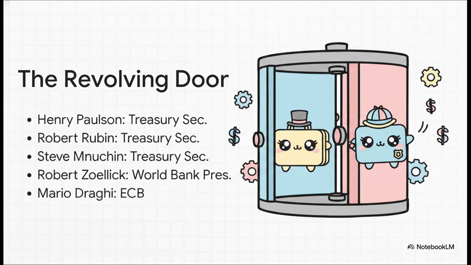Henry Paulson, former CEO turned Treasury Secretary who oversaw the 2008 bailout. Robert Rubin, who loosened the initial underwriting rules. Steve Mnuchin, another Treasury Secretary. Robert Zoellick at the World Bank. Mario Draghi at the European Central Bank. In total, over 26 alumni have moved directly from creating and profiting off these highly complex financial instruments right into the highest government positions meant to regulate them.